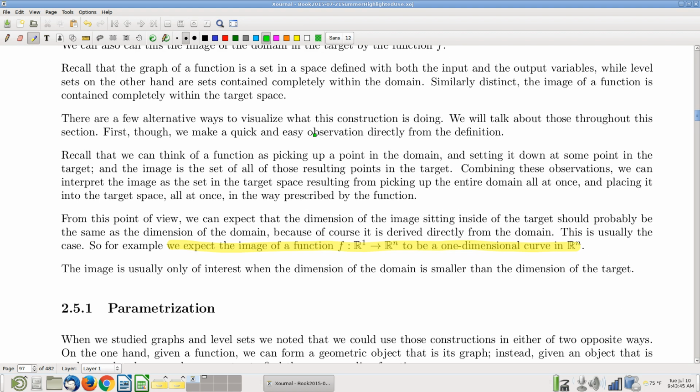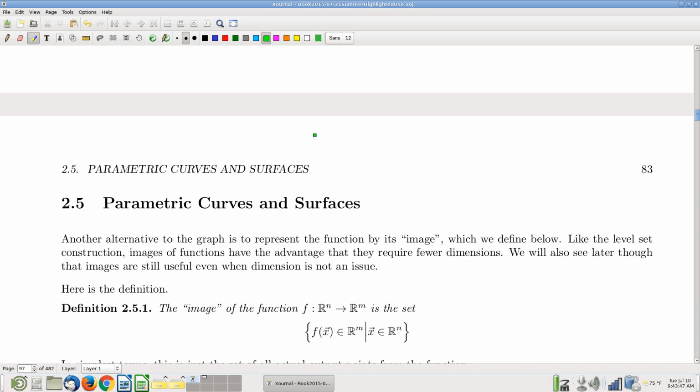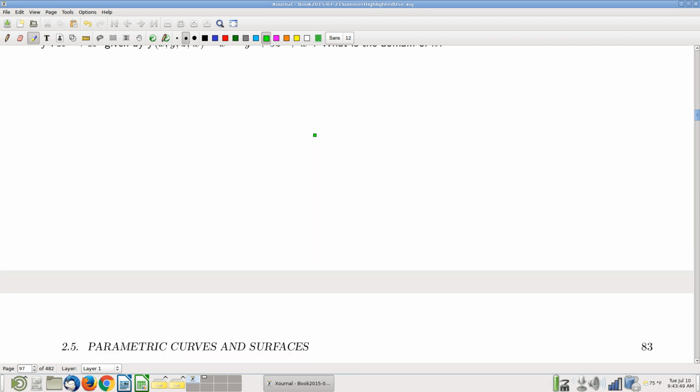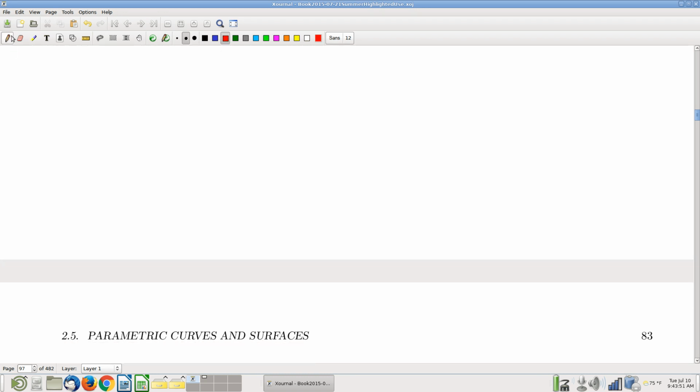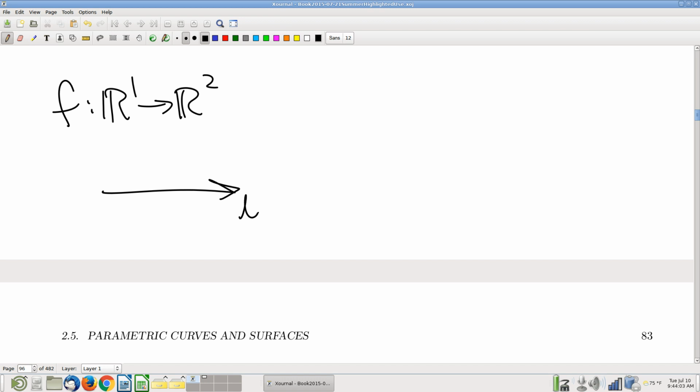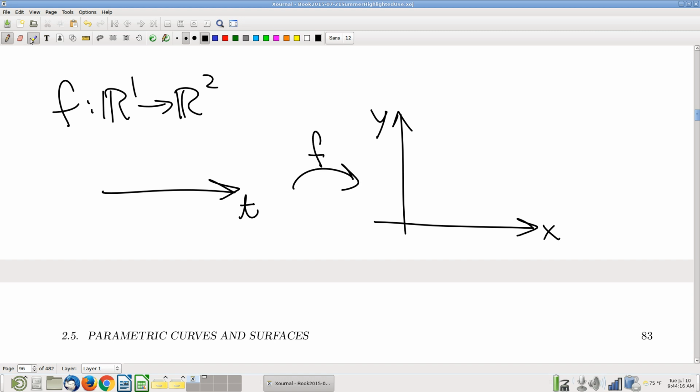Okay. So what kind of a set is it inside of the target? I'm going to give you an example. Let's suppose we have a function from R1 to R2. This is an easy starter example. So here's our input axis, I'm going to call the t axis. So t goes into this function, x and y come out of this function. And let's draw what the image would look like. Here's f. What does the image look like?